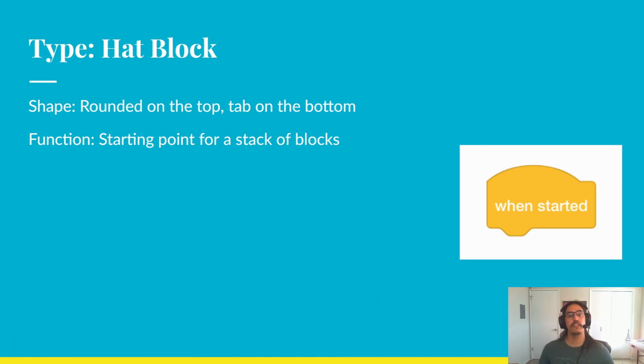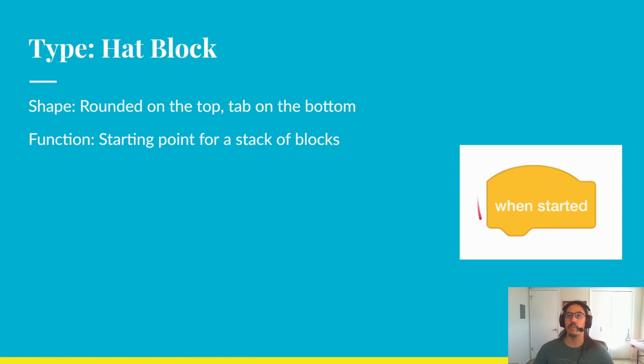This is sort of like filling in the library that we're going to be using. The first type of block that we're going to use is called a hat block. Each block has a different shape that tells you what it's going to do. The shape of a hat block is that it's got this rounded curve on top, and then it's got this little tab sticking out on the bottom. And that tells you that this is the starting point for a stack.